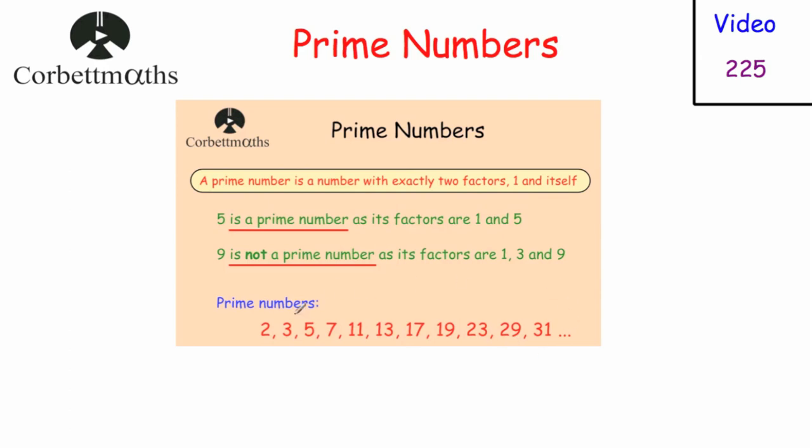And here's a list of our prime numbers: 2, 3, 5, 7, 11, 13, 17, 19, 23, 29, 31, and so on. And it's very important to know these prime numbers. And if you want to recap on prime numbers, watch video 225 on Corbettmaths.